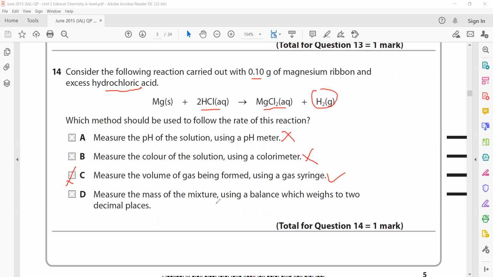Measure the mass of the mixture using a balance. If we measure the mass of the mixture, but we do not allow the gas to escape, the mass of the mixture won't change. And at two decimal places, it will not be accurate. Why? Because a very small quantity of hydrogen is given off. That's why C is the valid answer.